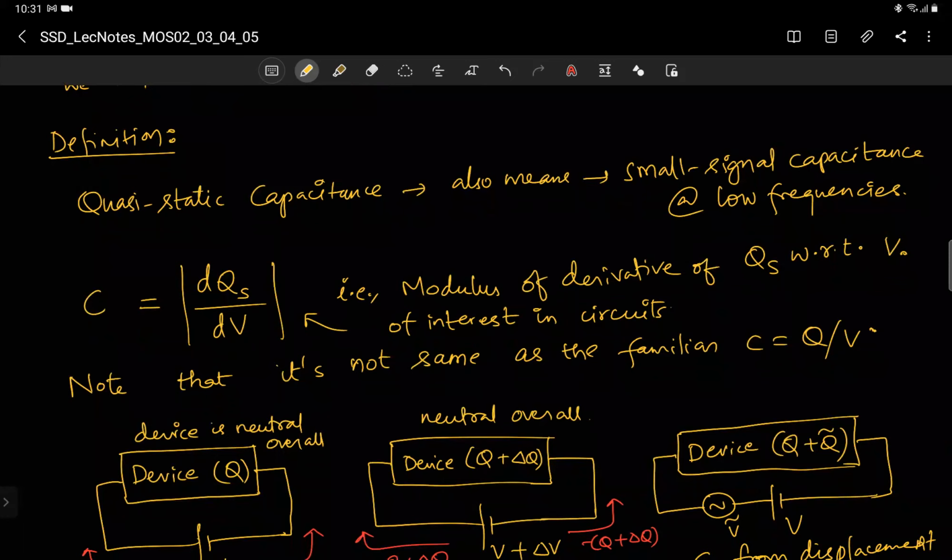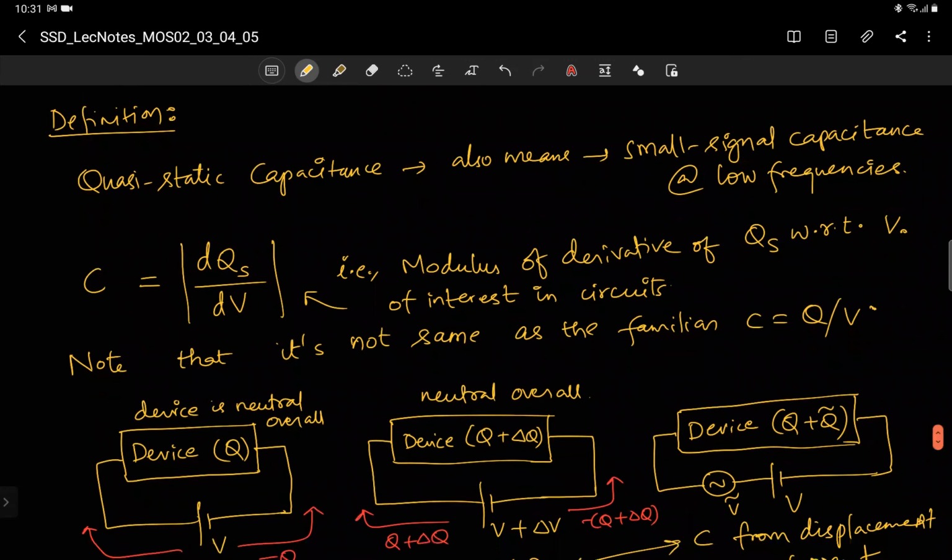And in your next course, analog circuits, you will understand the meaning of small signal capacitance or small signal equivalent circuit, because devices are used in electronics and circuits, and unless you know the device performance for small signals, you wouldn't analyze circuits.